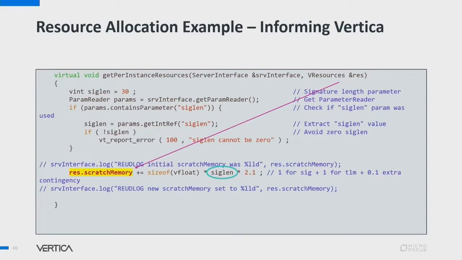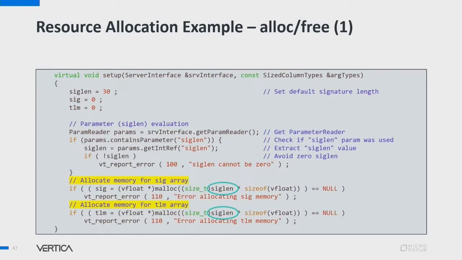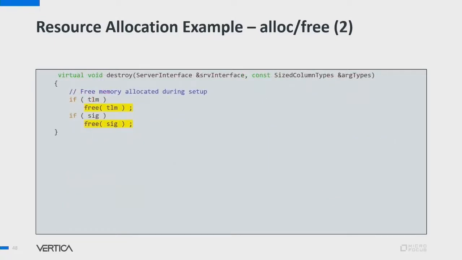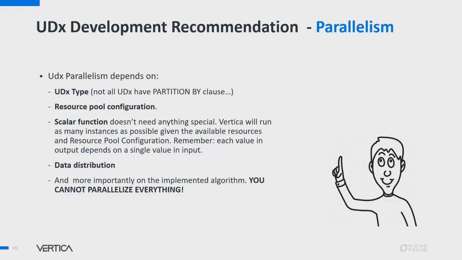And see, this is the way how you can execute differently. This is the way how you inform Vertica about memory you're allocating. This is a scratch memory attribute, and in that particular case, you are setting it based on the value of the parameter you are passing to your UDX. Then in the setup function, you are just allocating that memory, and in the destroy method, you are just destroying this. So this is pretty important to remember and pay attention to.